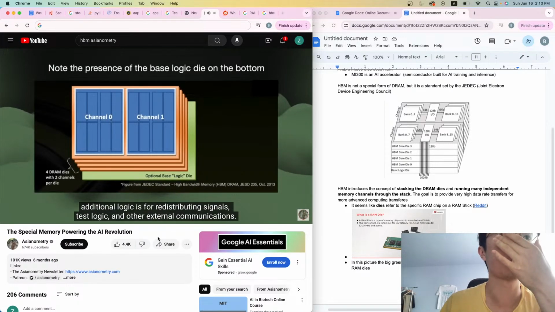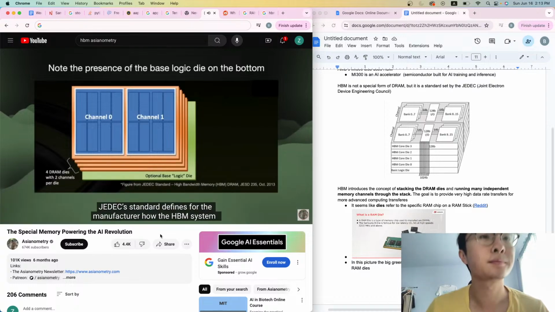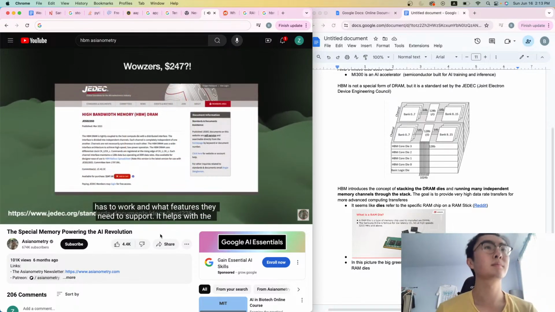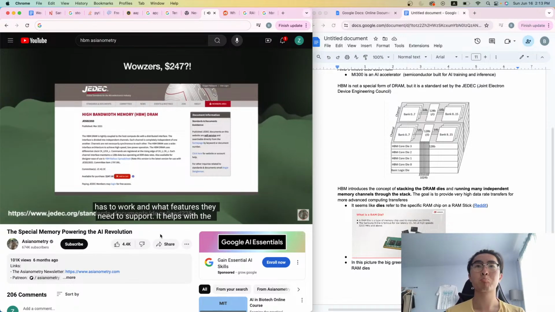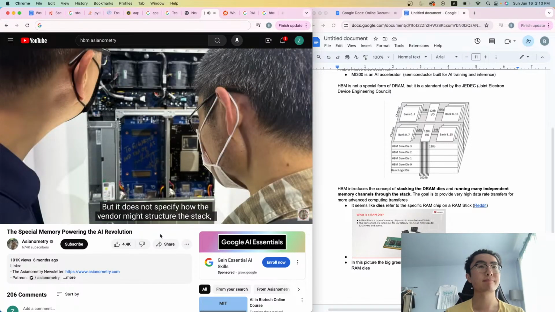This additional logic is for redistributing signals, test logic, and other external communications. The JEDEC standard defines for the manufacturer how the HBM system has to work and what features they need to support. It helps with the commands and signals sent through the memory channels in the DRAM stack, for instance. But it does not specify how the vendor might structure the stack, nor does it specify things outside the stack. This allows various HBM vendors in the memory industry to offer a differentiated product.